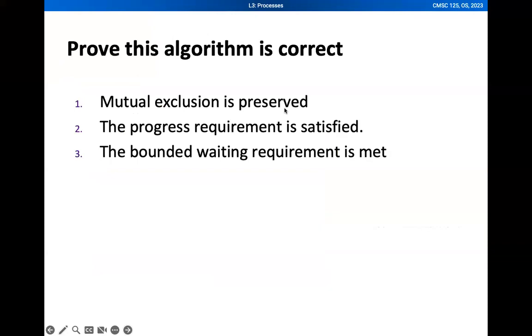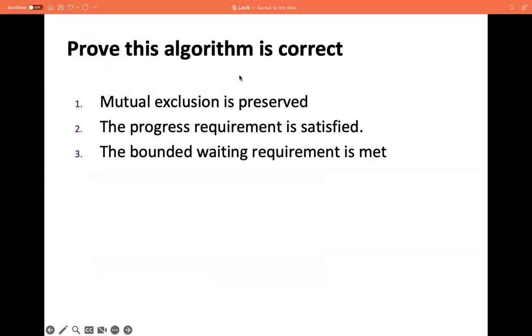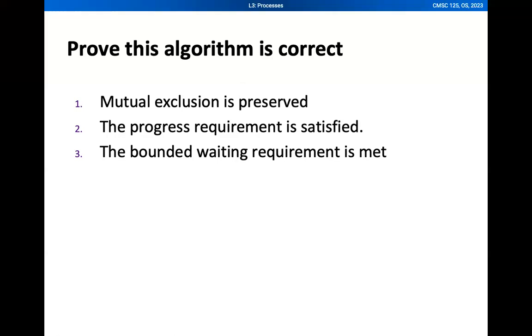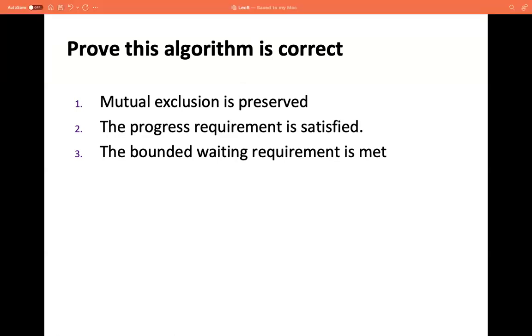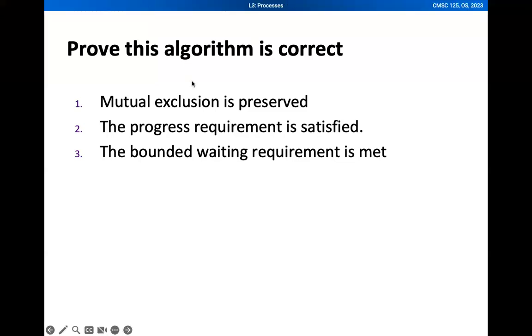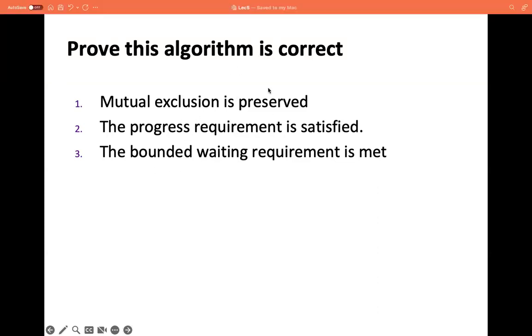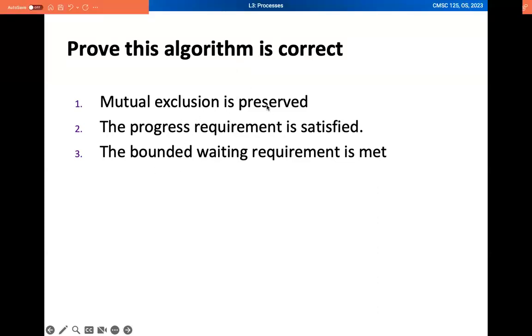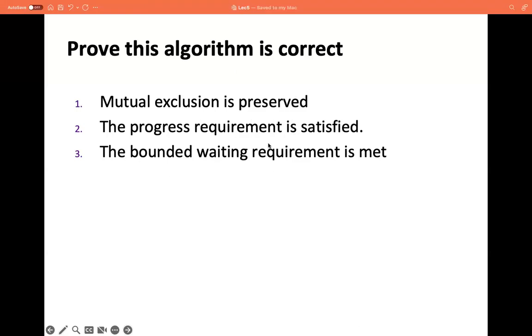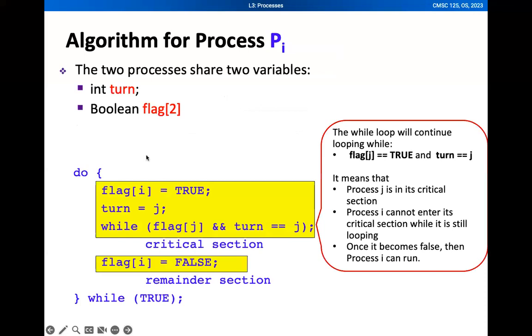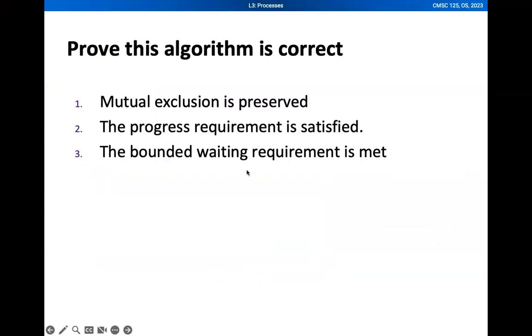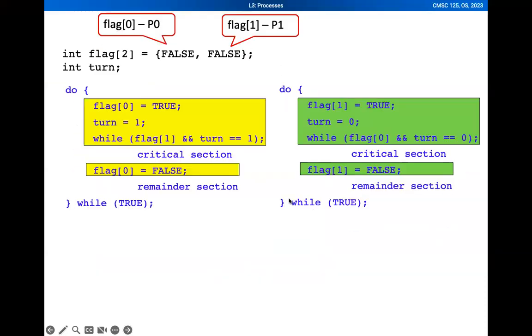Okay? Now, how can we prove that this algorithm is correct? Earlier we had some conditions or requirements to solve the critical section problem. Ideally, mutual exclusion should be preserved, the progress requirement is satisfied, and the bounded waiting requirement is met. So let us check if this Peterson algorithm will satisfy all these requirements.